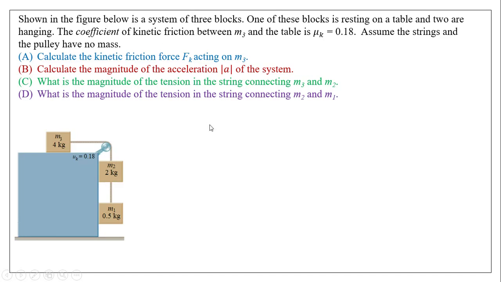So in this particular video, we have a system of three blocks. One of these blocks is resting on a table, and two blocks are hanging. The coefficient of kinetic friction here between M3 and the table is 0.18. It's just assuming the strings and the pulleys have no mass.